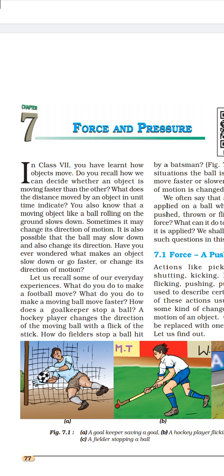Both are very important. Now, why do you think a moving object like a ball rolling on the ground slows down? Or sometimes it may change the direction of motion also. It is also possible that the ball may slow down and also change its direction. Do you know what makes the ball stop, or become slow, or go faster, or change its direction of motion?